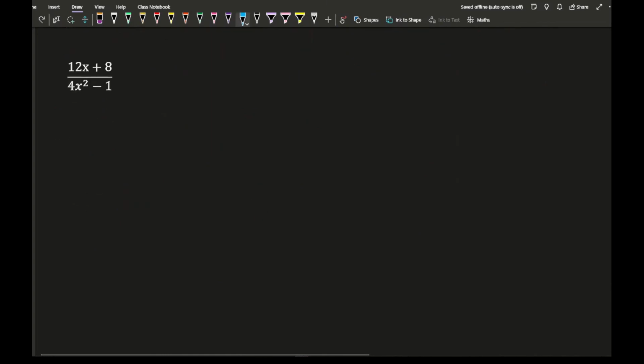Now here you can see that we haven't got two brackets, but one thing you should be able to spot is that this is a difference of two squares. So in this particular question, we need to first establish that this is 12x plus 8 over, it's going to be 2x minus 1, 2x plus 1.